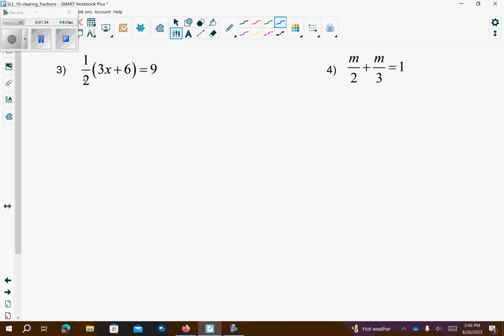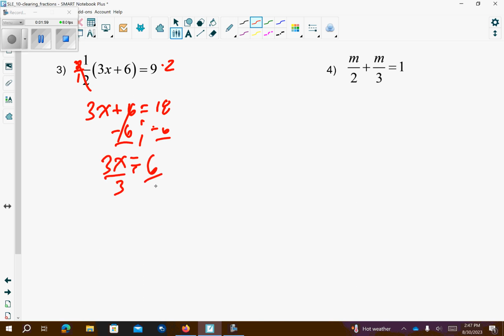Number 3. Notice I have a half out front. So I could try and distribute the half over, or I could realize if I multiply this by 2 over 1 and this by 2, notice I didn't multiply everything by it, and that gives me a 1, so my parentheses drop right away, and that's equal to 18. And then you can go ahead and solve this. Subtract 6, those cancel, so I get 3x is equal to 6. Divide each side by 3, so x is equal to 2, because 6 over 3 is 2.